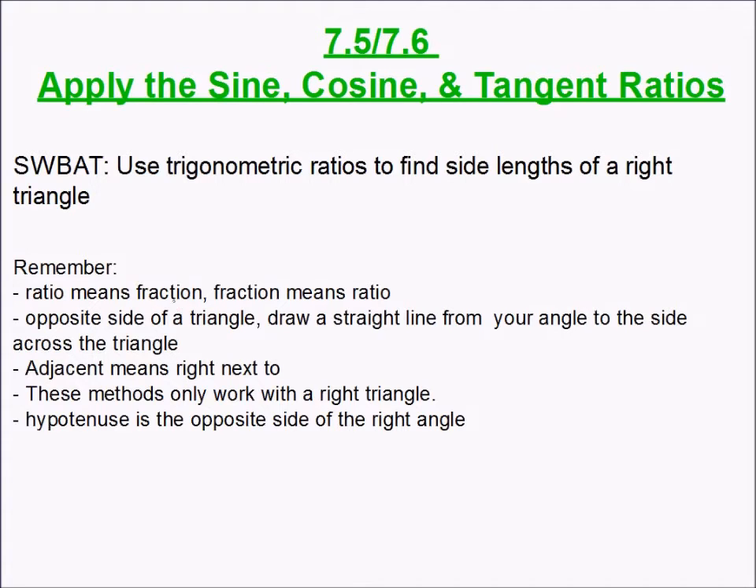Ratio means fraction. Fraction means ratio. So that means that we're going to be dealing with fractions. The opposite side of a triangle: you want to always draw a straight line from your angle to the side that is across the triangle. As I always say, the hypotenuse is always the side across from the right angle. So you got to draw a straight line. So this would be your hypotenuse.